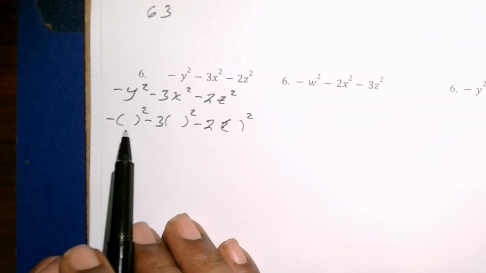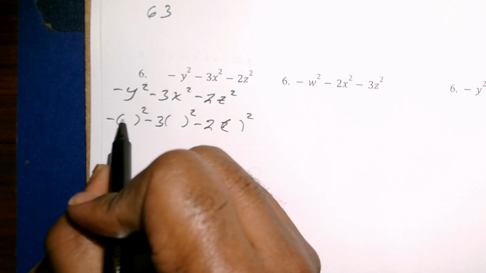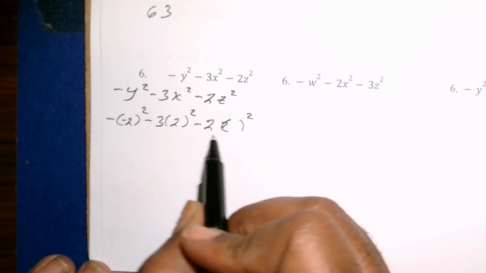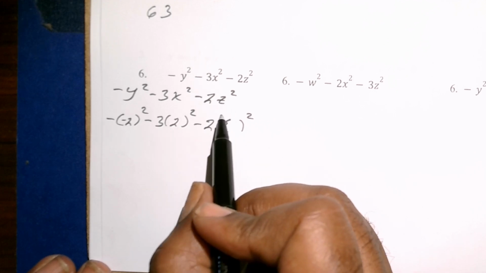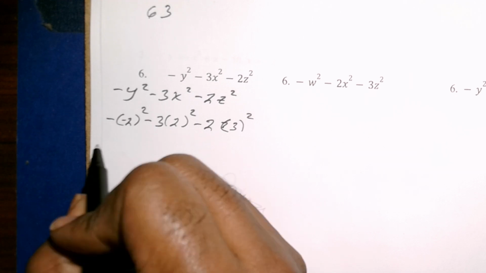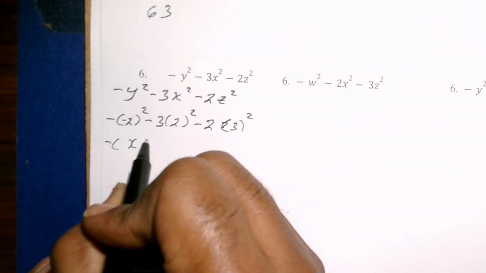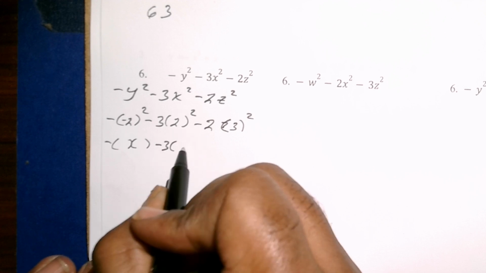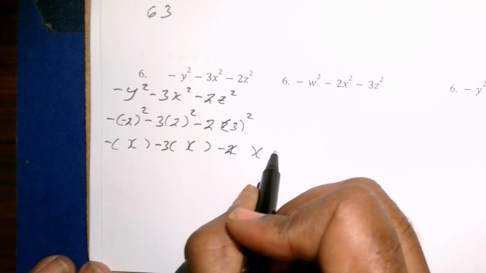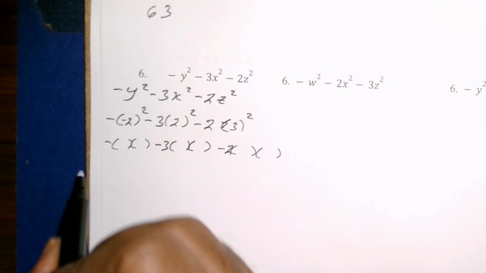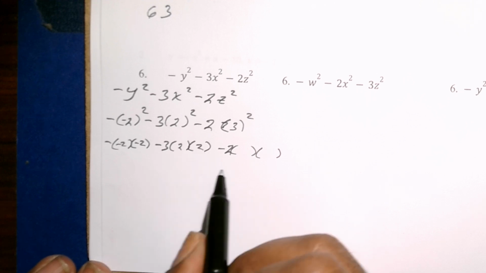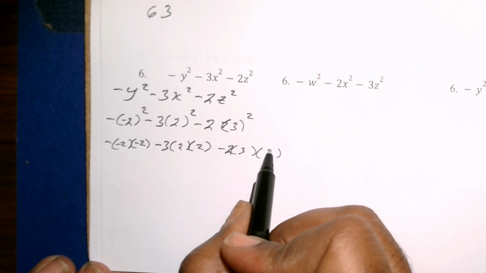For the y, we're going to put in a negative 2. For the x, we're going to put in a 2. And for the z, we're going to put in a 3. So let's expand all that. So negative, and then 2 parentheses, negative 3, 2 parentheses, and then a negative 2 with 2 parentheses. We're going to put a negative 2 here and here, a 2 here, a 2 here, and then a 3 here and a 3 there.